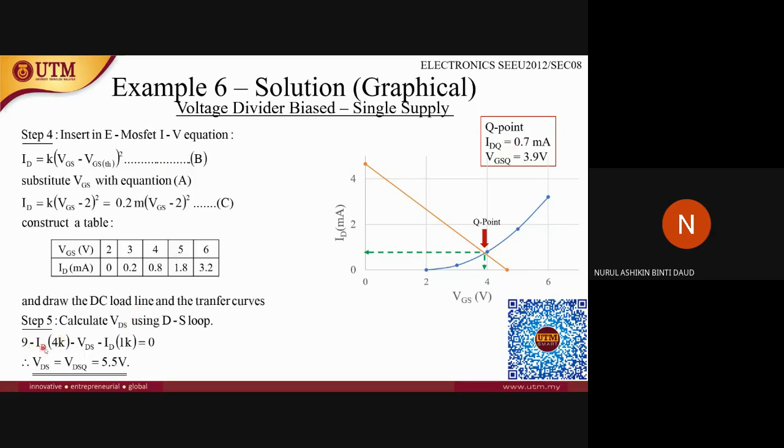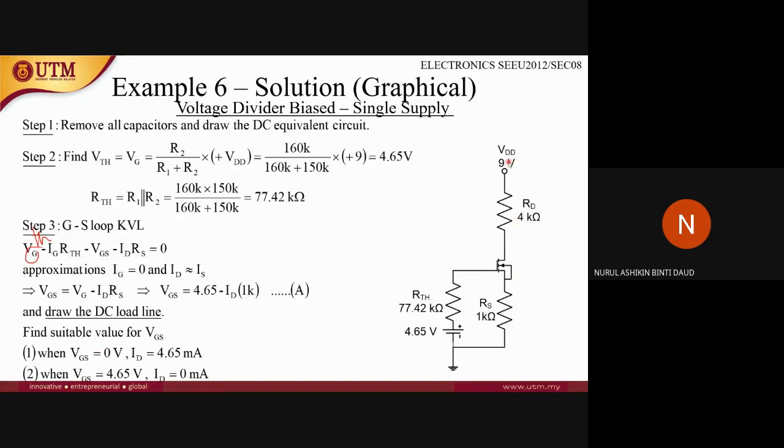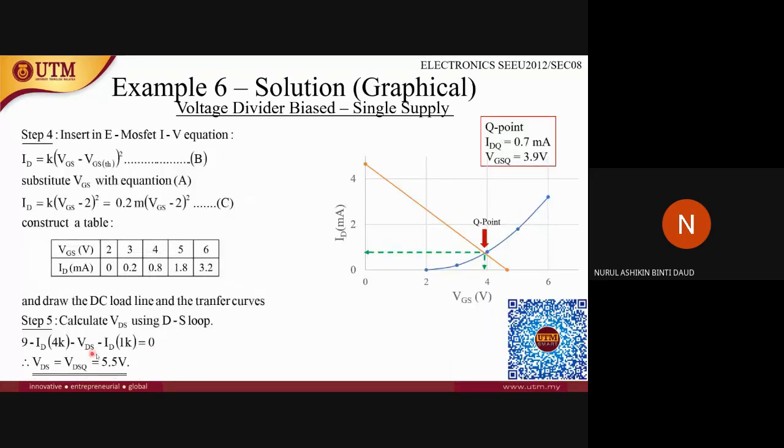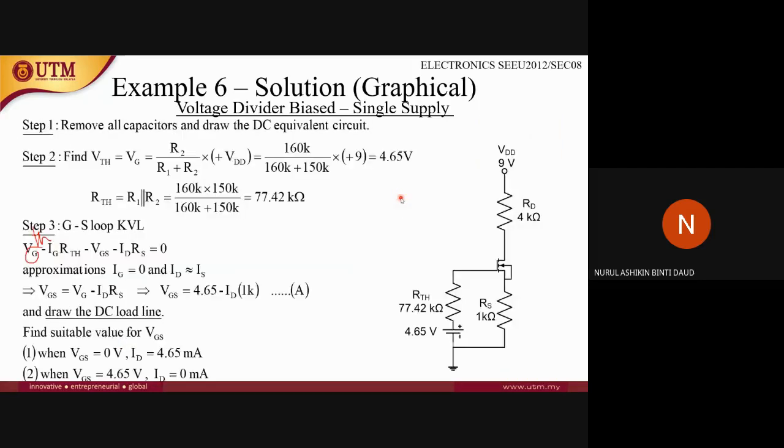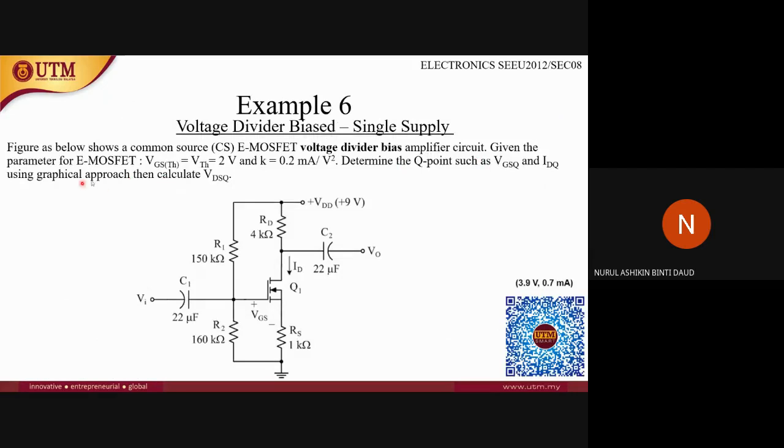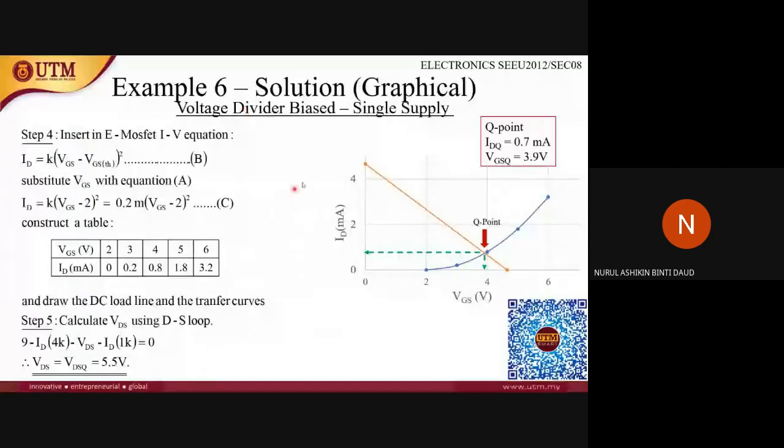All right, and then from this IDQ, you can find the VDSQ using this loop, VDSQ, where VDD minus IDRD minus IDRS. So you will get VDSQ is equals to 5.5 by using the value of current at Q point, 0.7 inside here, right? And then I think it's finished from here until here. All right, so graphical, then calculate VDSQ. So this is using graphical methods.